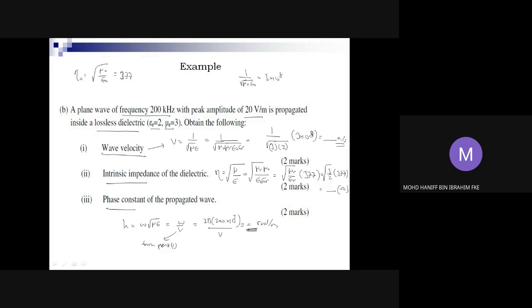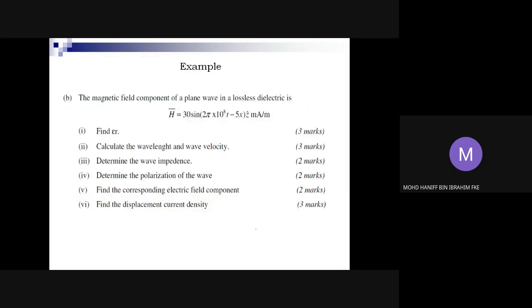Okay, any questions for this example number 1? Okay, no questions. I proceed with example number 2. Again, this is basically related to the previous final exam questions. So again, based on the question here, it is given about the magnetic field component of a plane wave in a lossless dielectric, and the magnetic field of the wave is given by 30 sin(2π × 10^8 t − 5x) in the z direction.